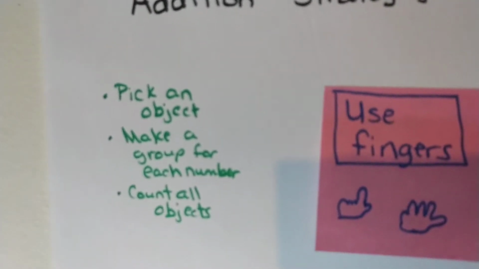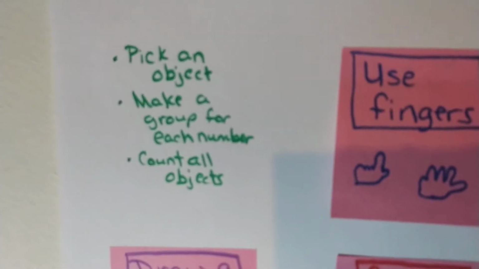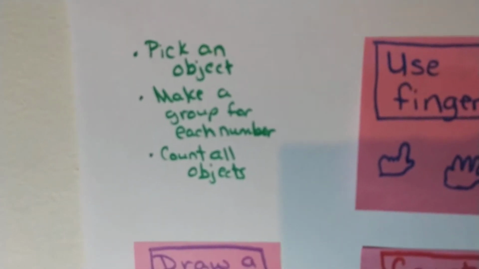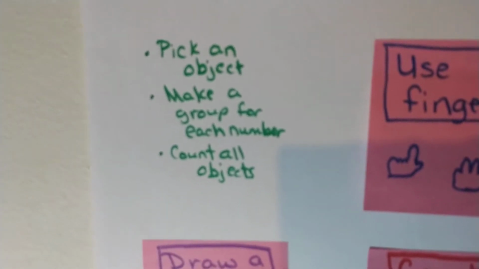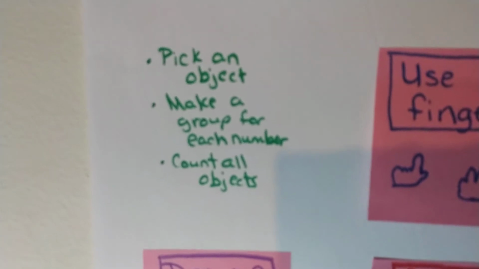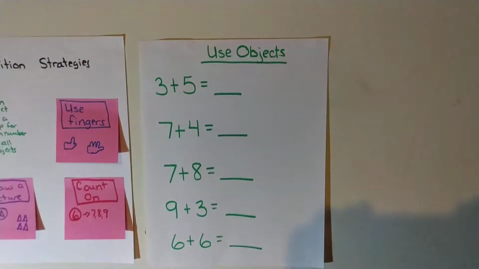Alright, so we're going to remember a few things when we use our objects. We got to remember first we have to pick an object. Then we're going to make a group for each number that we have in our problem. And then at the end, after we've made our groups, we're going to count all the objects to find our answer.